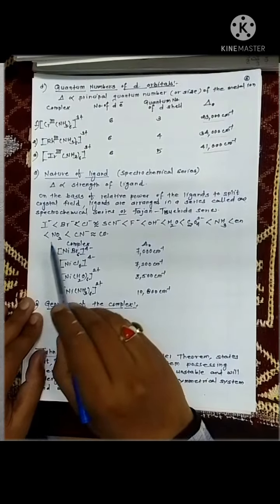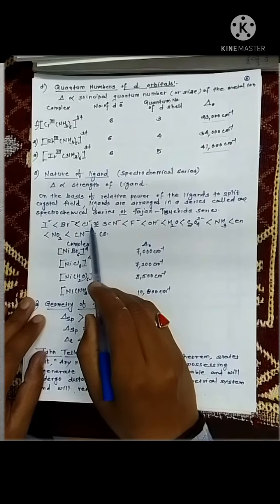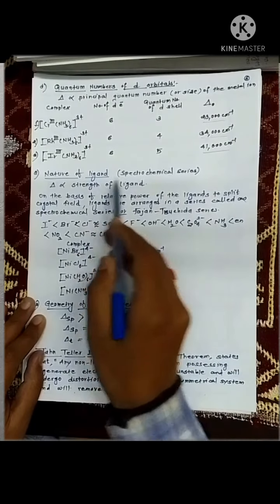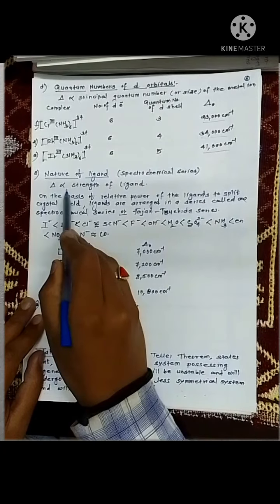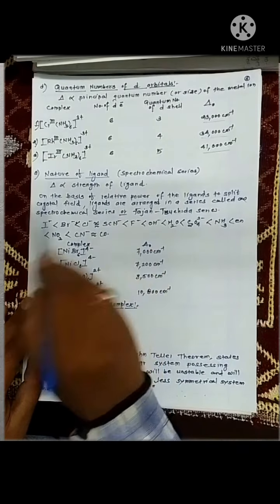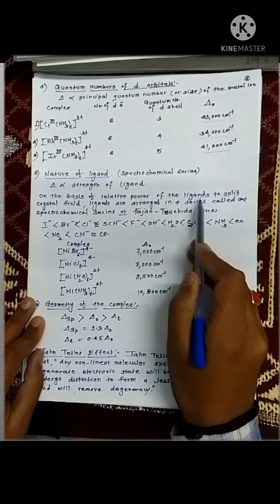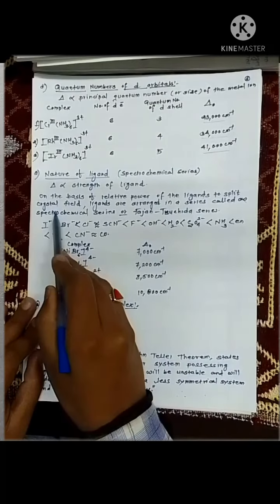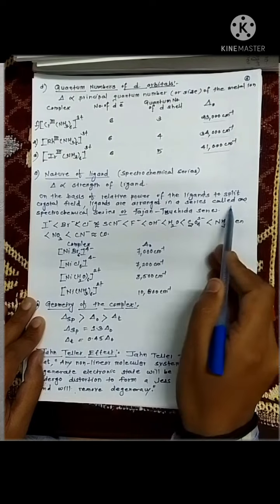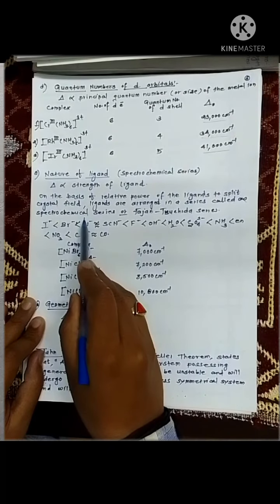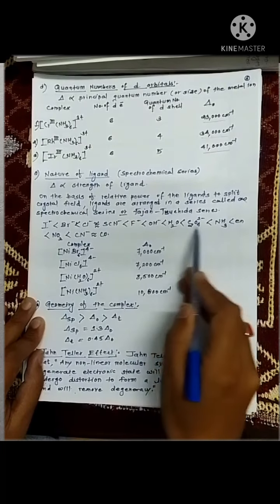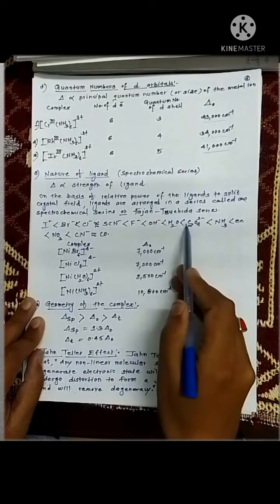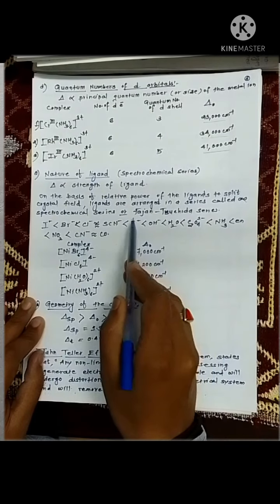The second point which affects CFSE value is the nature of the ligand. It is also known as spectrochemical series. In this case, CFSE is directly proportional to strength of the ligand. On the basis of relative power of a ligand to split the crystal field, ligands can be arranged in a series. This series is generally known as spectrochemical series or Fajans-Tsuchida series. These two scientists basically arranged these ligands according to their CFSE value.